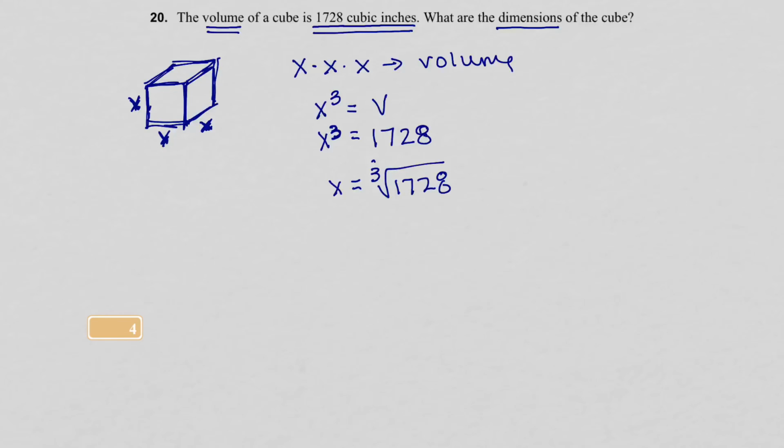You can plug that into your handy dandy calculator, and that will give you that 12 is the dimension. But 12 what? We're dealing with our label, we're dealing with inches. So each one of those edges, or each one of those sides, is 12 inches. So those are the dimensions. The dimensions are 12 by 12 by 12. So the length, the width, the height, they're each 12.